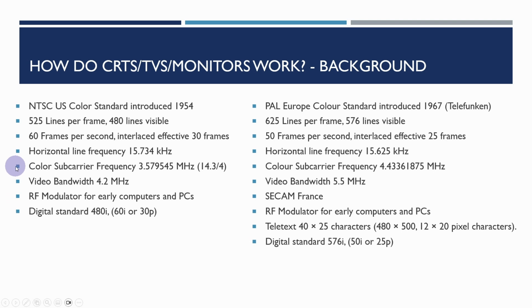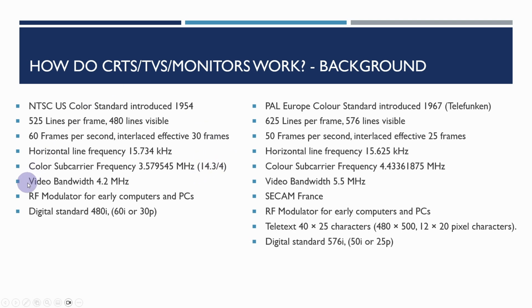You'll also notice that there's a colour subcarrier frequency, and this is only 3.579 megahertz. The original IBM PC actually had a 14.3 megahertz crystal, which is this frequency times 4, and it's used in some of the composite colour output in the CGA video card. In fact, the original IBM PC runs at 4.77 megahertz, which is that 14.3 divided by 3.